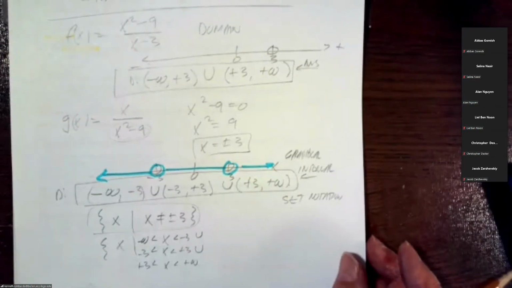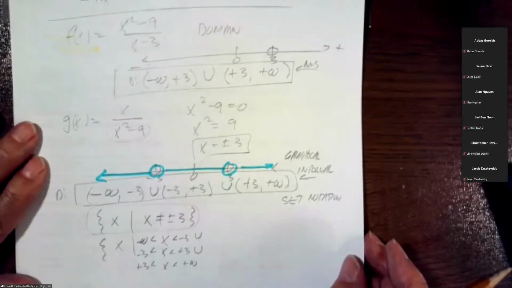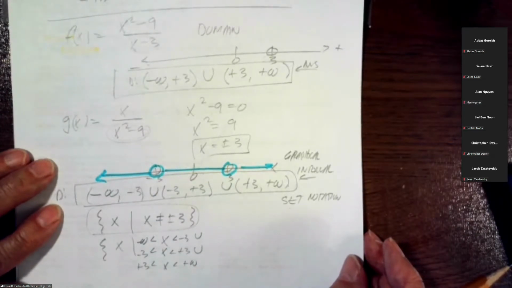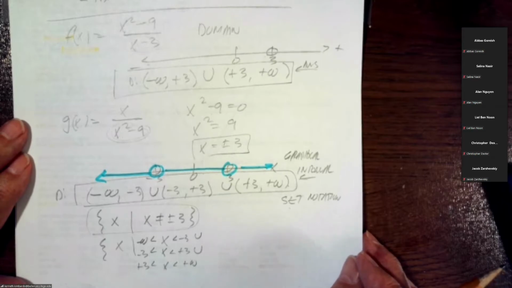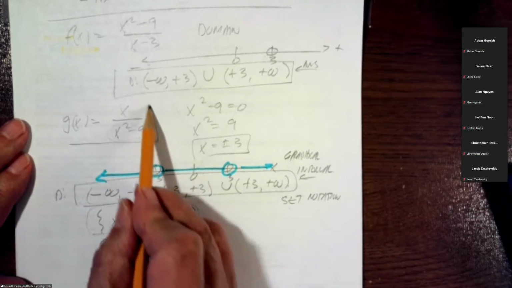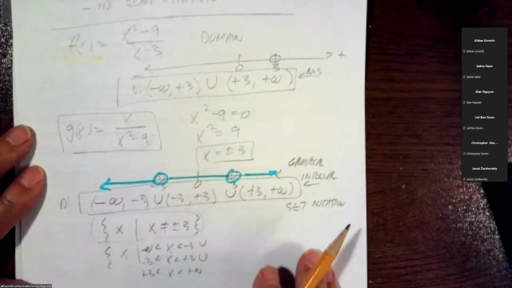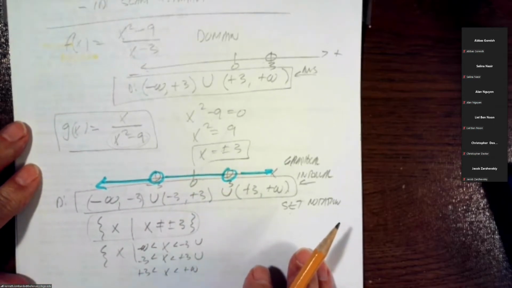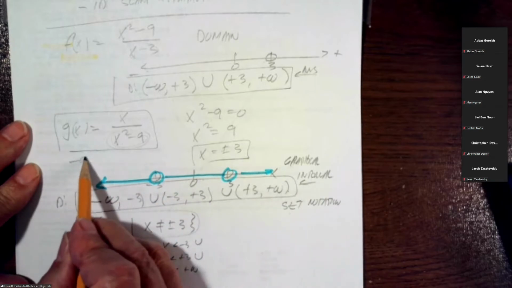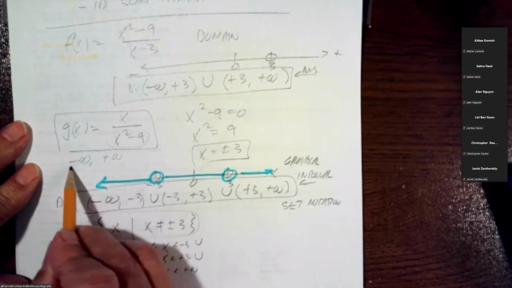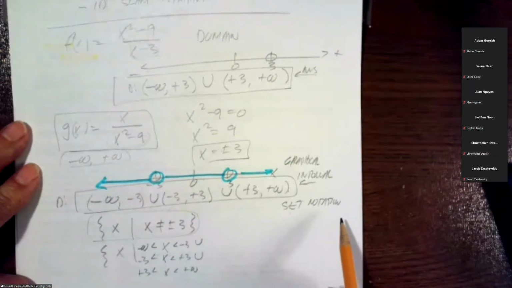Could you explain how you found the domain again? I'm still kind of confused on that. Okay. The domain, we're saying what are the legitimate values? What are the valid values that x can take on for this function? In other words, can x be any value on the real number line from negative infinity to positive infinity? Can x be any of those values?